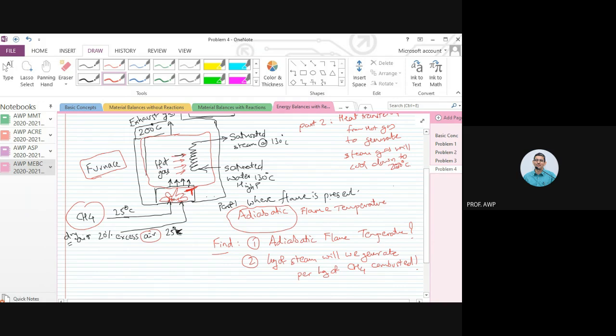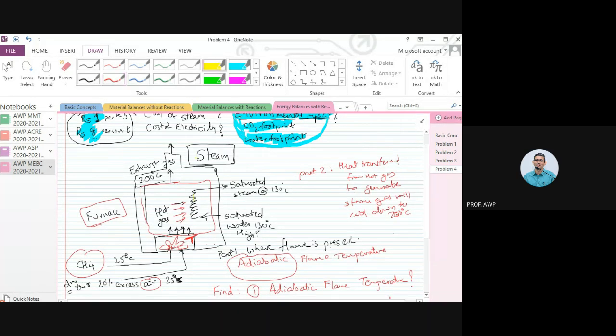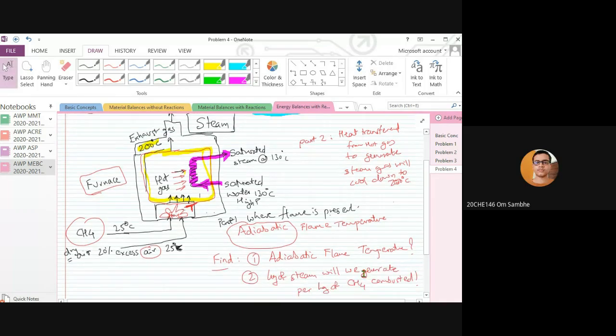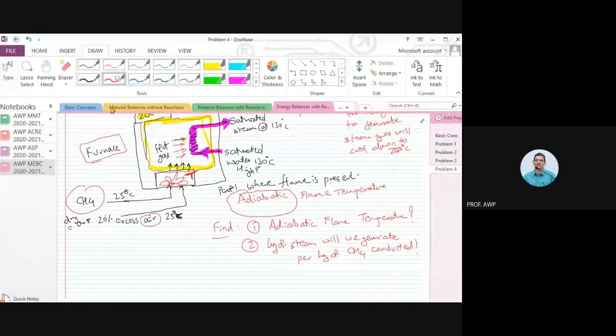Okay. So now in the second part, this hot gas, which is at a temperature T, the adiabatic flame temperature, is getting cooled to 200 degrees centigrade, and the heat is getting transferred into converting the saturated water into saturated steam. Now, are you able to visualize? Yes, sir. Okay, so you take basis as 1 kg of methane.